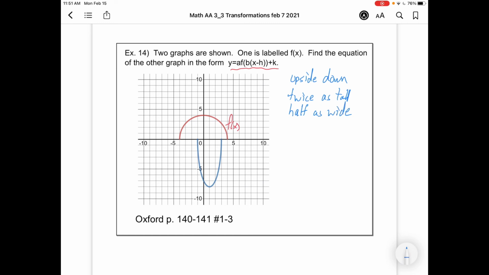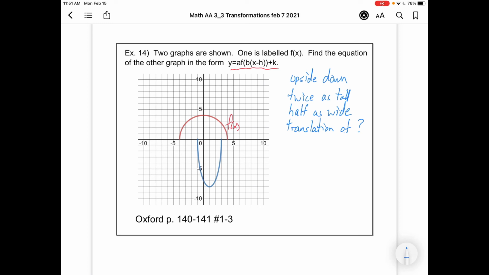And there's also some sort of translation. But the stretches kind of mess up what the translation or the shift is going to be. So I'm going to leave it at this for now and deal with the translation. Maybe I'll just write translation of something. And typically we want to translate or shift last.